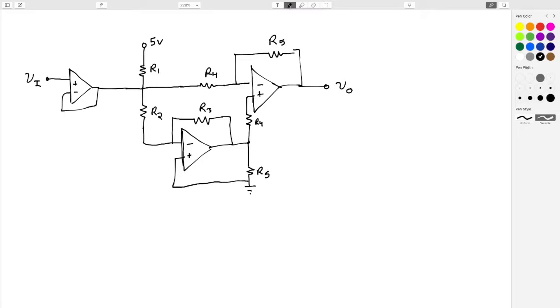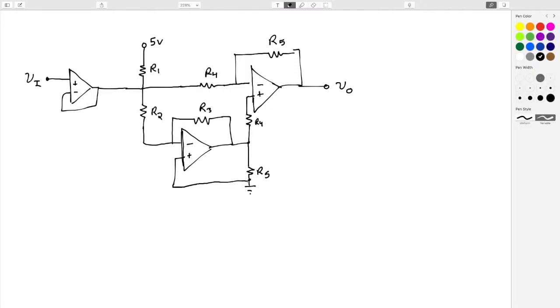So let's try to look left to right, see any patterns, right? So we have VI. This goes into this. You may notice what this op amp topology is. We'll come back to that in a second. Then this goes here. This goes all around. We have these two right here. This is at ground. This is at ground.